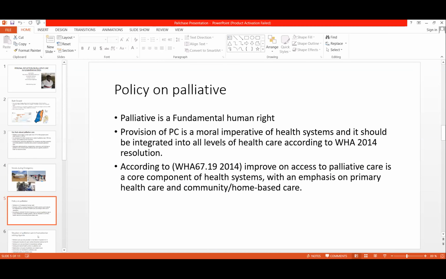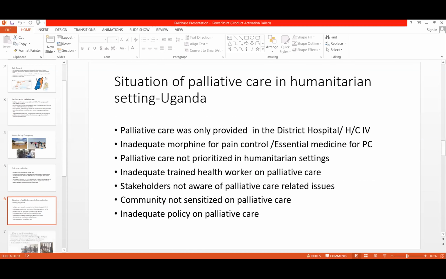What is the situation of palliative care like in humanitarian settings? Initially, palliative care was only provided in the district hospital. When I completed my bachelor's, I started palliative care in a district hospital, and a colleague of mine also had a diploma in palliative care.